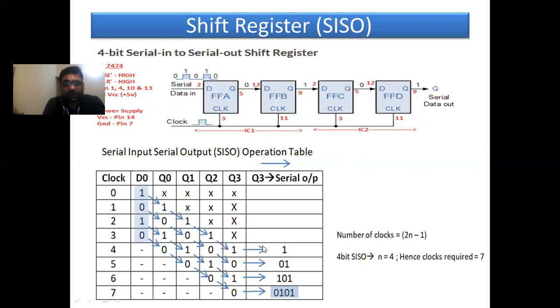So this is coming out here. Shifting, shifting, shifting, coming out. And again, finally you are getting it here. The complete input is 1, 0, 1, 0, so you are getting it here, 1, 0, 1. So serial input, serial output.